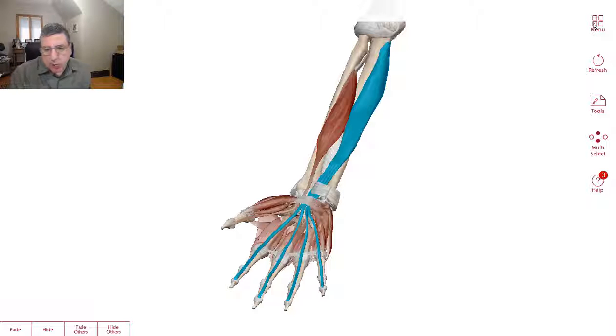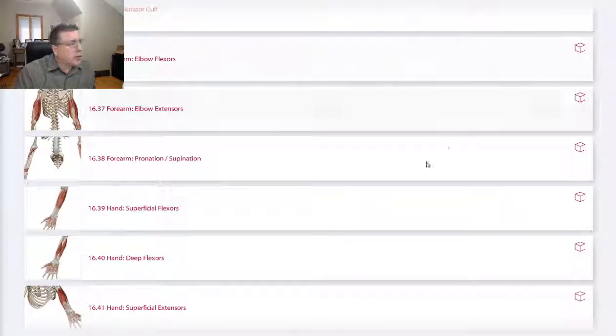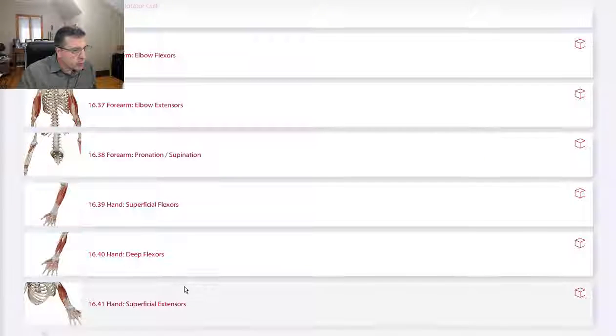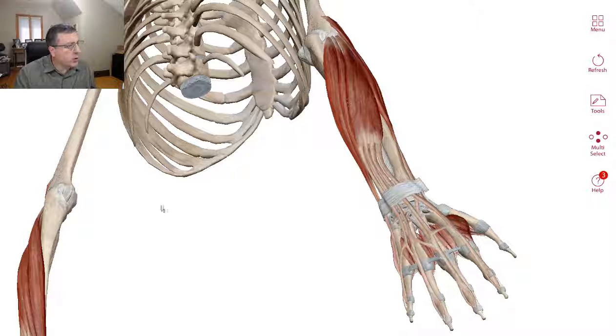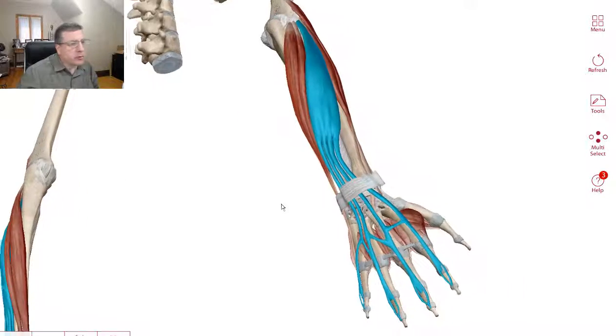The last one is going to be the posterior forearm, which is going to be extensors. And I think we're going to do 1641. Yeah, so we're just going to be doing the superficial ones. Which one do we need to know? I didn't write down the name. Extensor Digitorum.